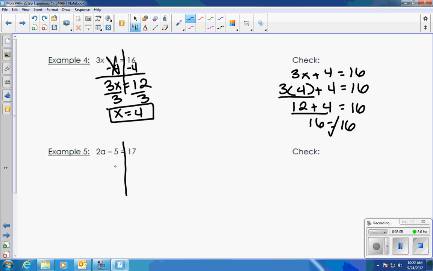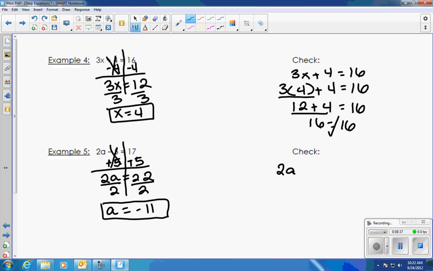Again, I'm going to draw my line down through. I need to get rid of these singles first. So how do I get rid of a minus 5? With a plus 5. So positive and negative is nothing. 2a equals 17 plus 5 is 22. Now I need to divide into 2 groups, which gives me a equals negative 11.